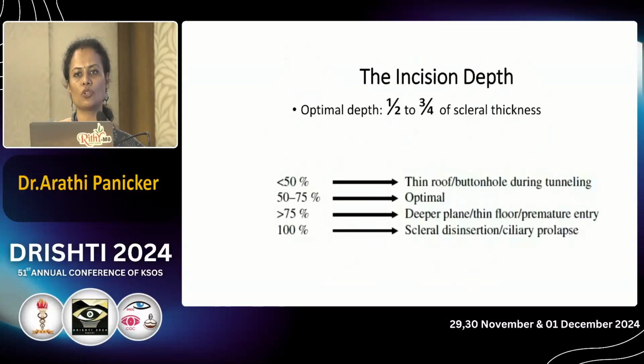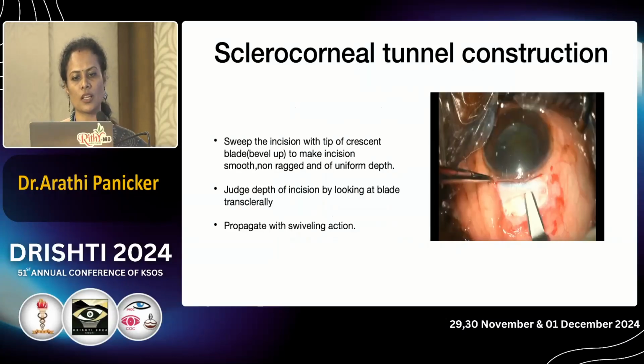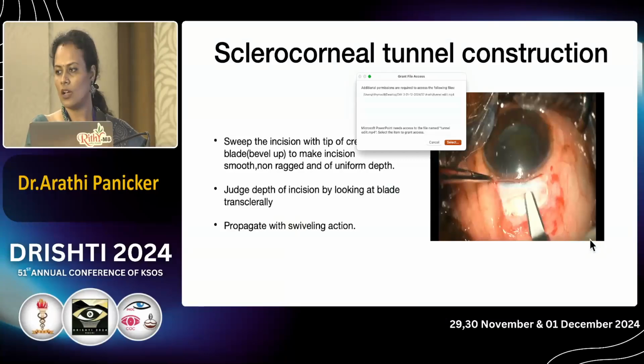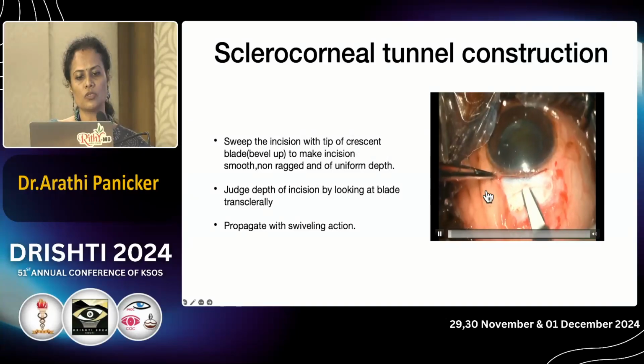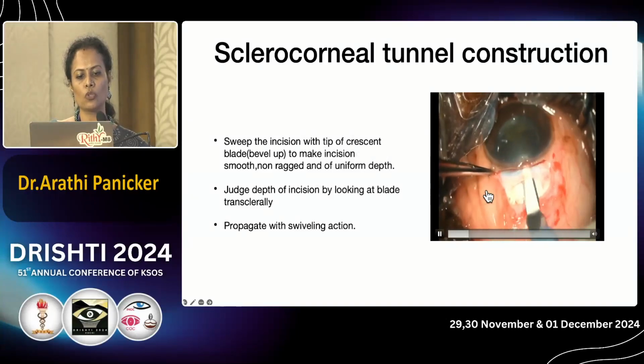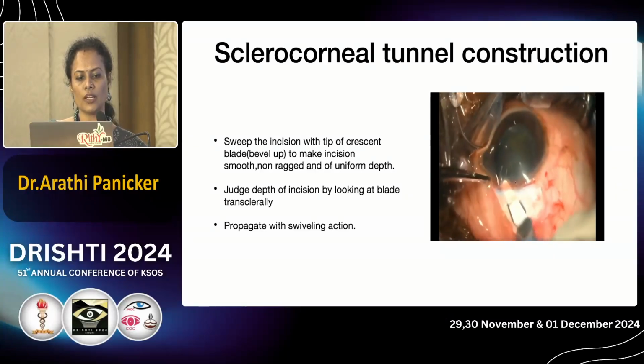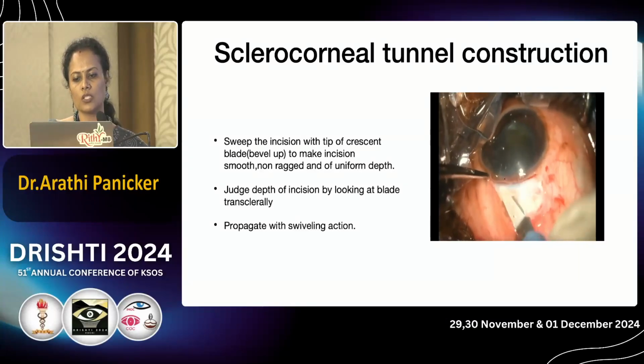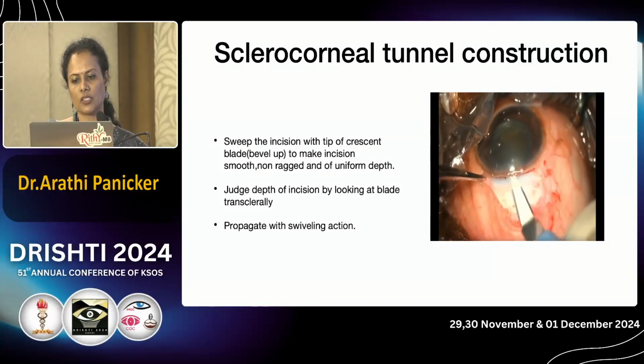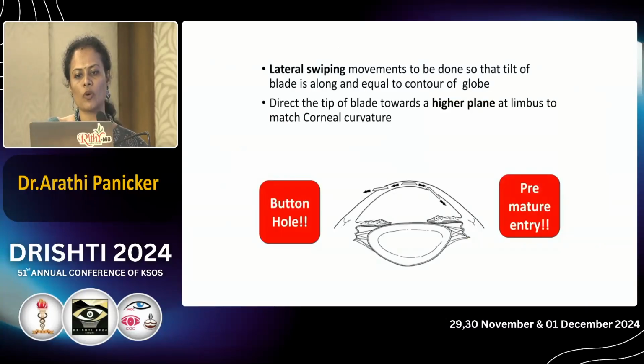The incision depth should ideally be half to 3/4 of the scleral thickness, and the sclerocorneal tunnel construction is done like this: sweep the incision with the tip of the crescent blade to make the incision smooth, non-ragged, and of uniform depth. You have to judge the depth of the incision by looking at the blade transclerally. Now propagate with a swiveling action in both sides. The lateral sweeping movement should be done so that the tilt of the blade is along and equal to the contour of the globe. If it is going too superficial, you can get a buttonholing, and if it goes too deep, you can get a premature entry.